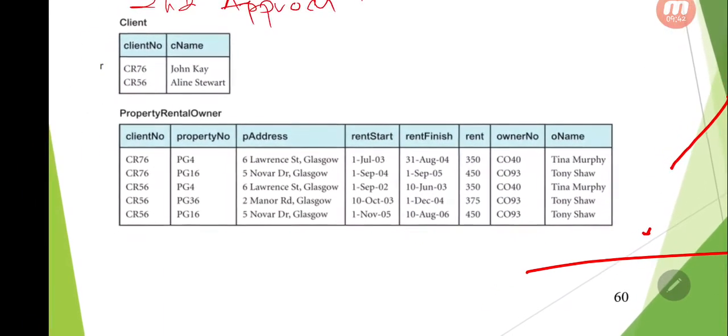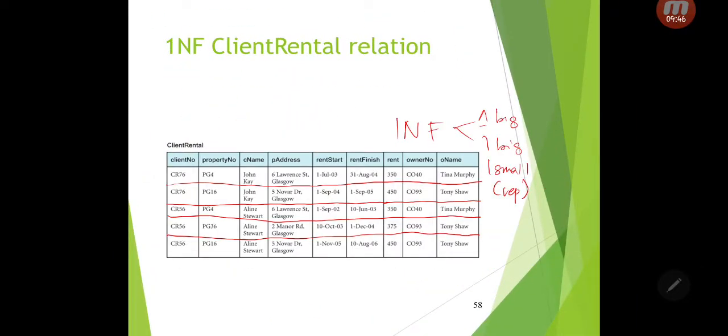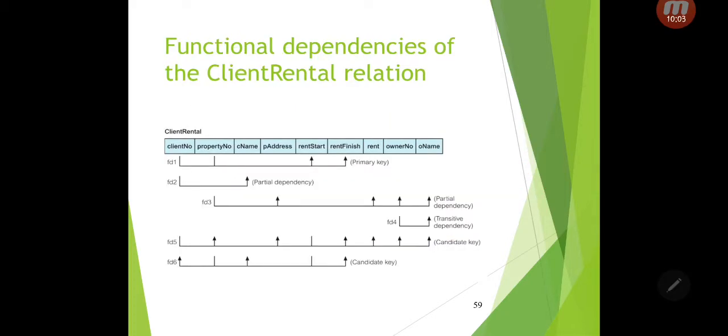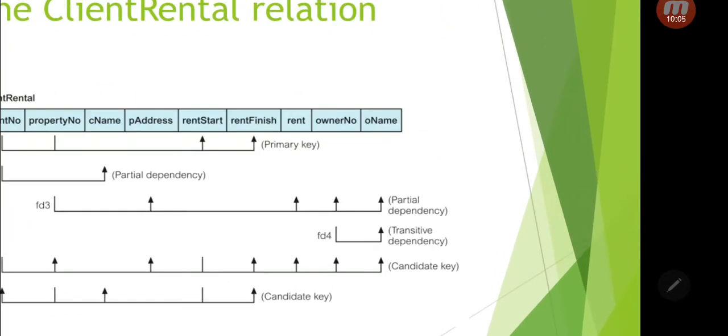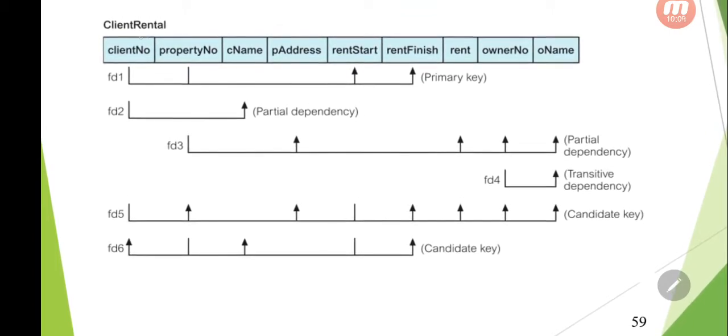Okay, this is the second approach, and then this is the first approach. You can give me either one, whether the first approach or the second approach. Both are first normalized form. Okay, once you have this table, first normalized form, what you need to do is come out with the functional dependency.